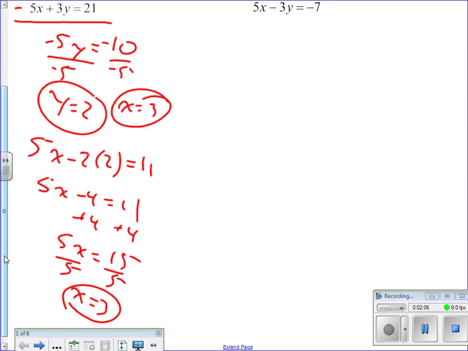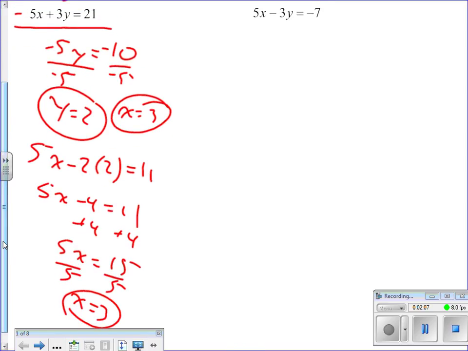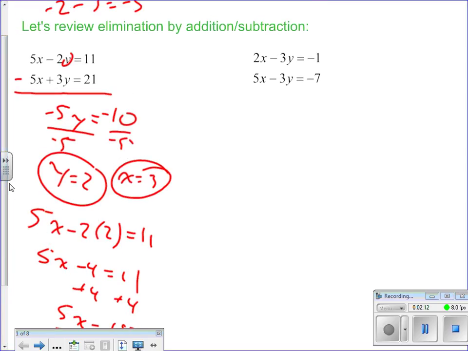I always get two answers with these. Questions on the first problem? Okay, second problem, same idea. First thing I try to do is add. If I add, will something go away? 2 plus 5, no. Negative 3 plus negative 3 is negative 6. So adding once again won't work. I need to subtract again.